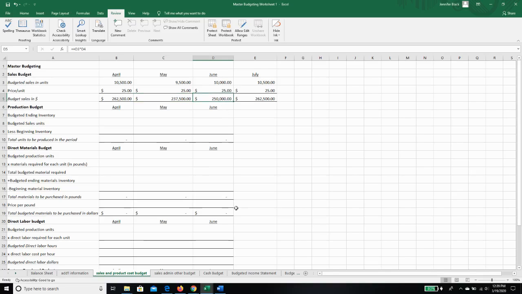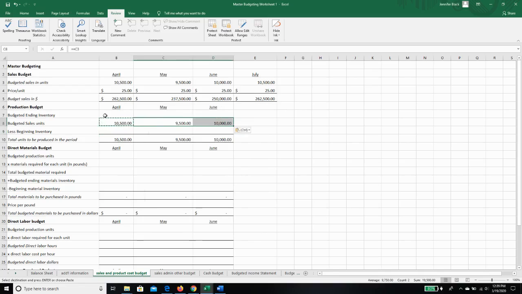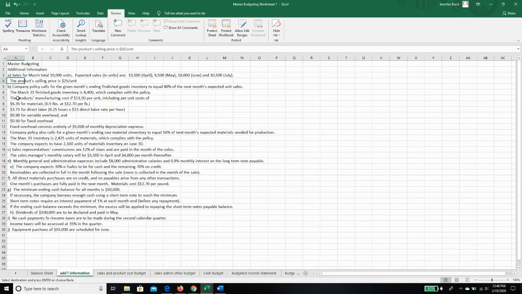Next, we're going to go to our production budget. Our production budget is going to be budgeted ending inventory plus budgeted sales units minus beginning inventory. So let's start with our budgeted sales units because we have that information super handy. All right, budgeted inventory. Let's go look. It tells us in B that we have a company policy that calls for a given month's ending finished goods inventory to equal 80% of next month's expected sales units.